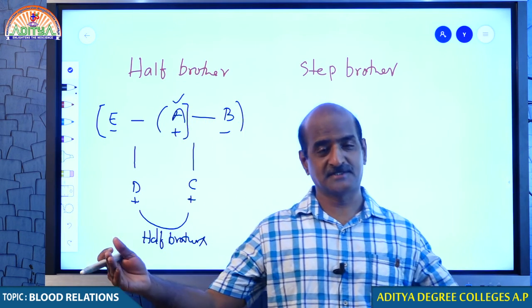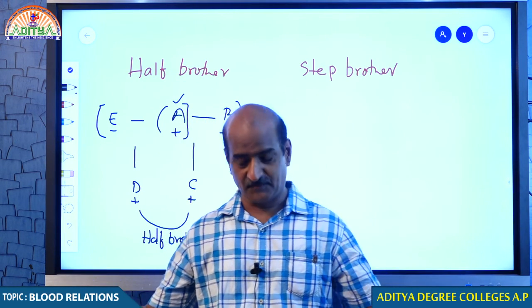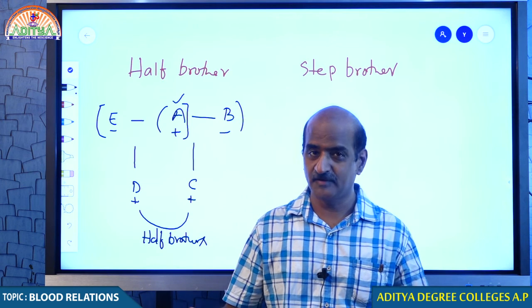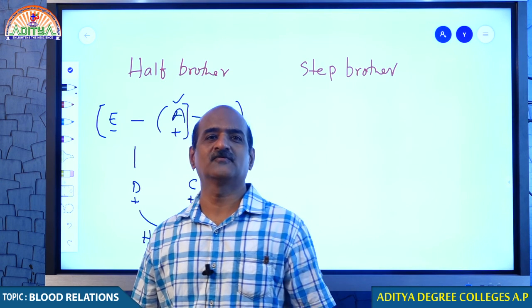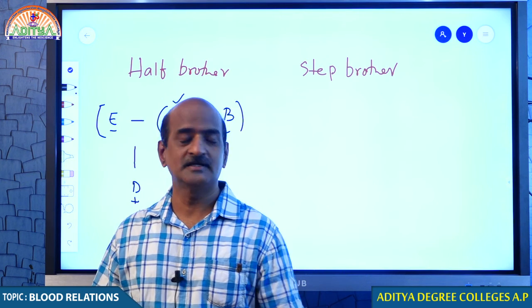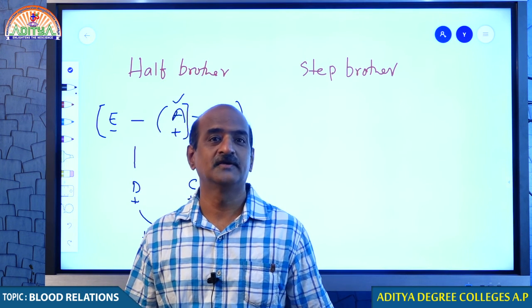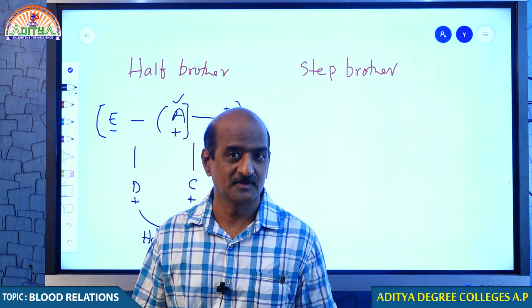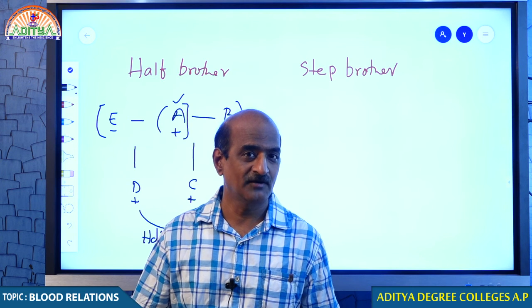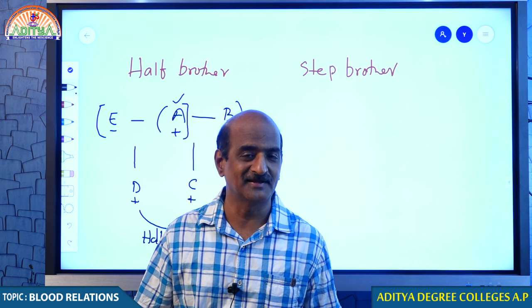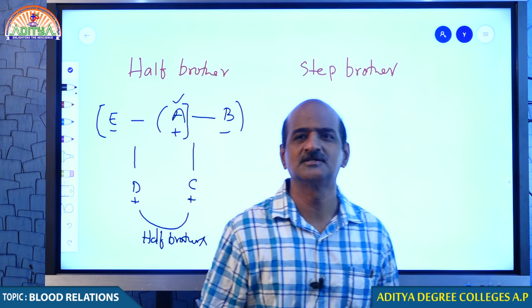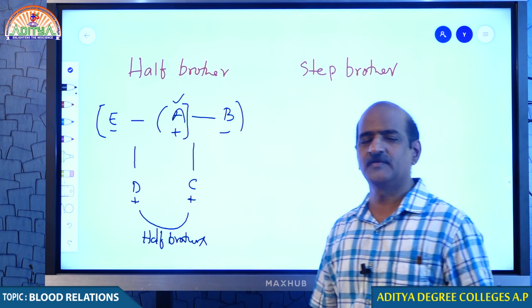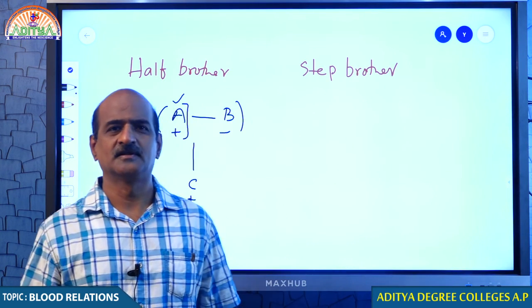You can take the best example from your life, from your favorite heroes or favorite sports personalities, whoever they are. So, if there is one parent common, we call them half brothers. Do you think there is any quarter brother? No, there is no quarter brother. It is only half brother, nothing more than that. Okay, right, students? So, we understand what is half brother.